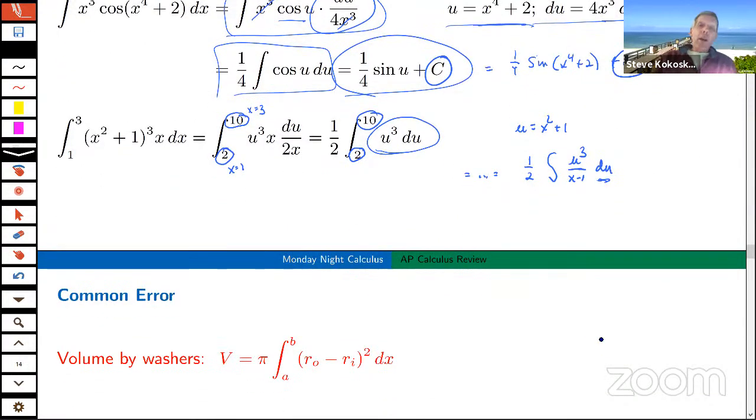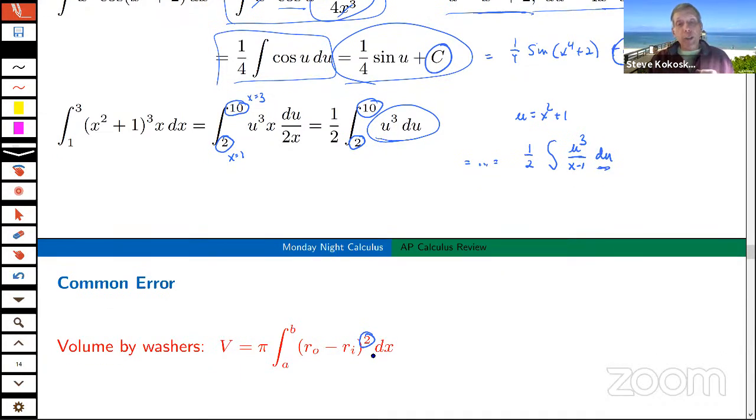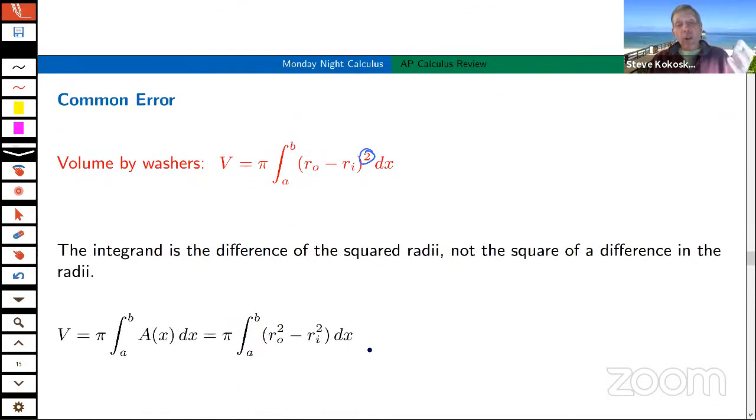Hey, here's a common error. Often on a calculator active problem, where there are complicated functions given that cannot be symbolically integrated, or you can't find a symbolic antiderivative, this is not the difference squared. Remember, this is the washer method. It's got to be the outer radius squared minus the inner radius squared. Common mistake. Don't forget the pi.